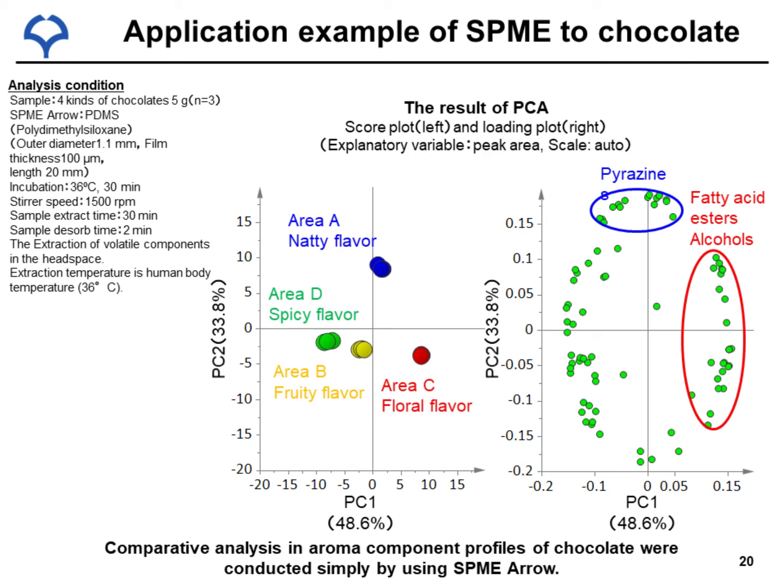The left figure showed high reproducibility of the analysis. In the right figure, fatty acids, esters, and alcohols were found in large quantities in chocolate from region C. Furthermore, pyrazines were found to be abundant in chocolate from production area A. This suggests that these ingredients may be involved in the composition of the characteristic flavors of chocolate from different cocoa-producing regions.